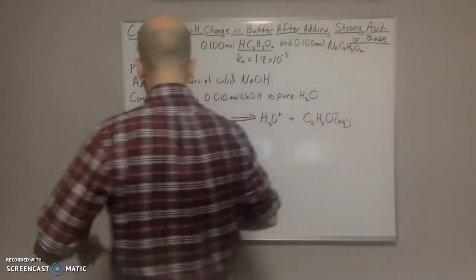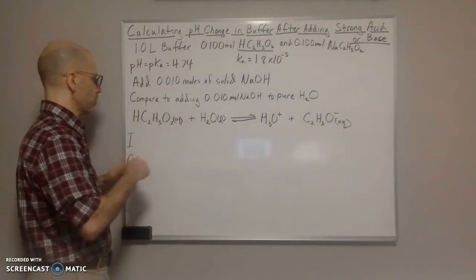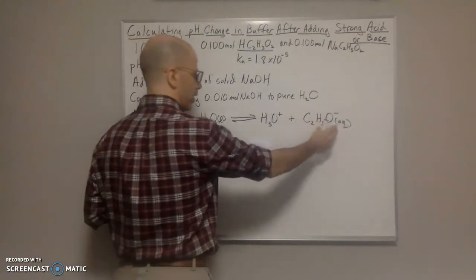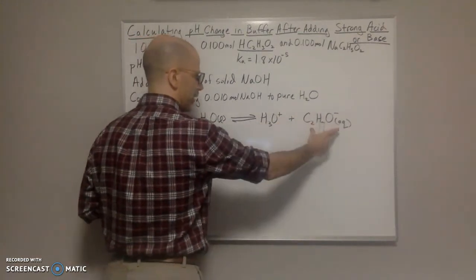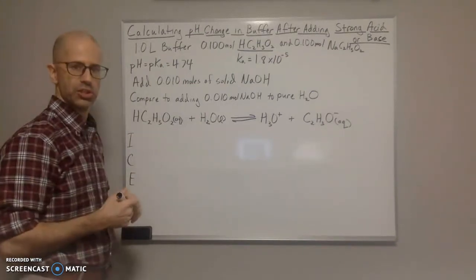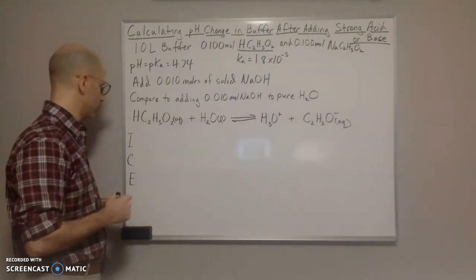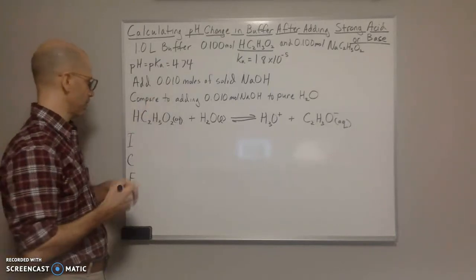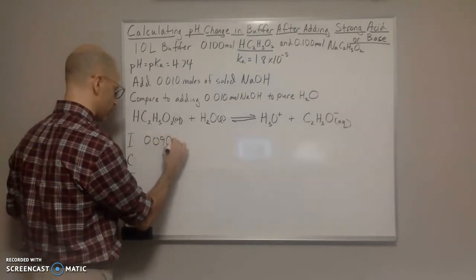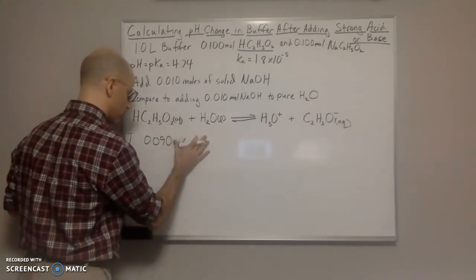Okay, so now we're back with our ICE chart. Here we have our acid reacting with the water, forming the hydronium ion and the conjugate base. And so we have our ICE chart. The initial conditions after we added the strong base is that now we have 0.090 moles here, so we don't need to write the moles.